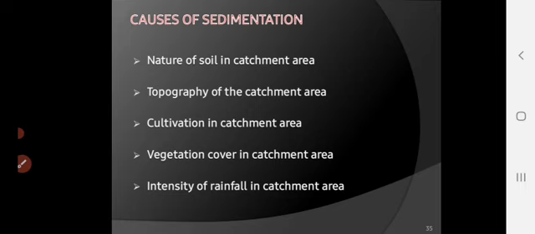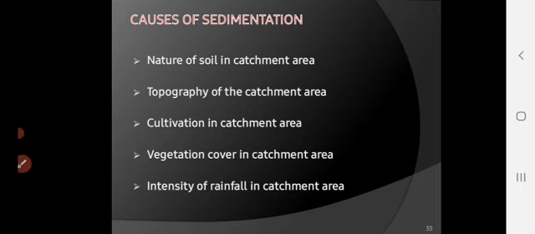Cultivation in the catchment area. The intensive cultivation in the catchment area will make the soil loose. If the soil gets loose, rainwater will carry lots of sediment, right? Such a river carries more sediment.